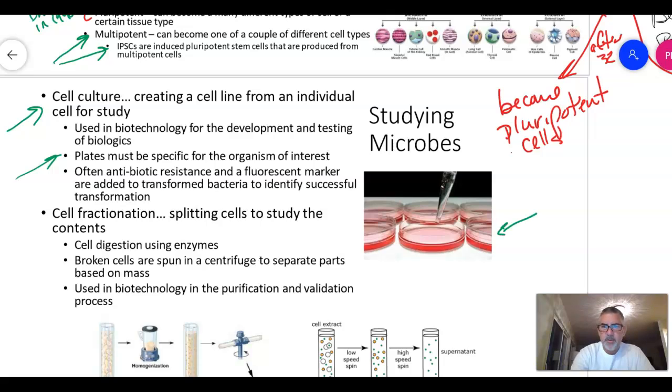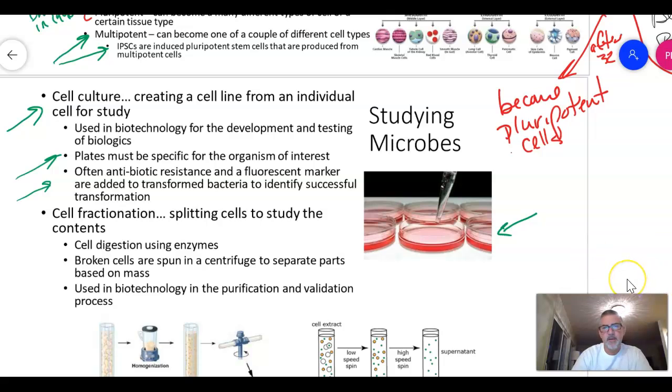This red color is common, and it's phenol red, and it changes color at a certain pH. So when it starts to change color, we know that our pH is off. Often we'll give them an antibiotic resistance. We need to keep our cell culture sterile. So if anything infects it, the whole thing is trash. We have to throw it away. So we have to make sure that we use aseptic technique. We'll talk about that in a second.